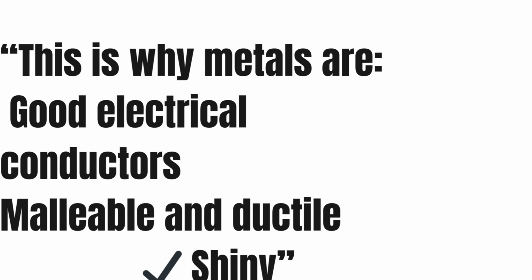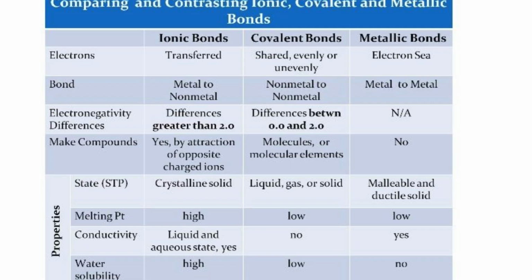Here is a quick recap of the differences in the different types of atomic bonding. Understanding these differences helps explain physical properties like melting point, conductivity, and hardness.